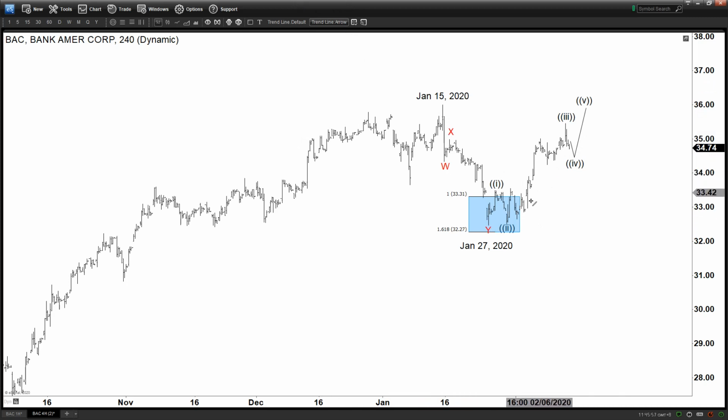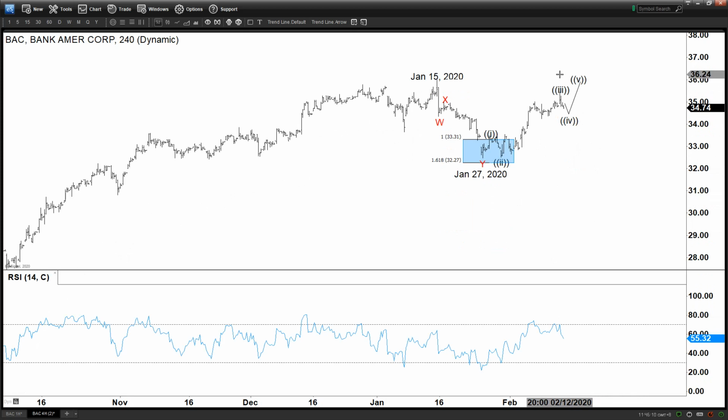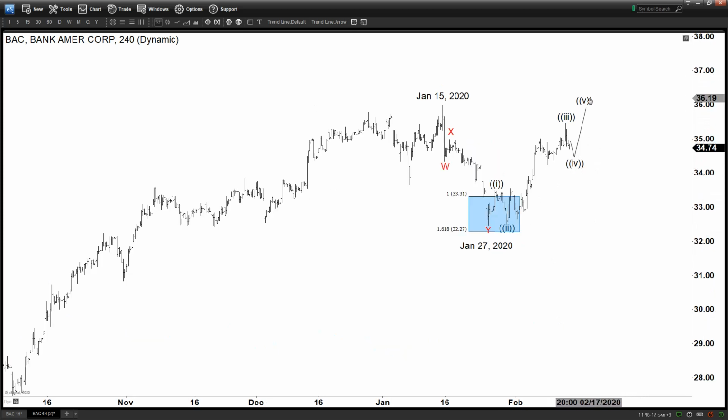Now you can see after this there is a pullback, which is corrective. We got a rally, and the rally so far looks impulsive. So I think this subdivision looks quite reasonable. We got 1 2, and then now looking to end with 3, the 3 ends here, and then now we do a 4 and a 5.